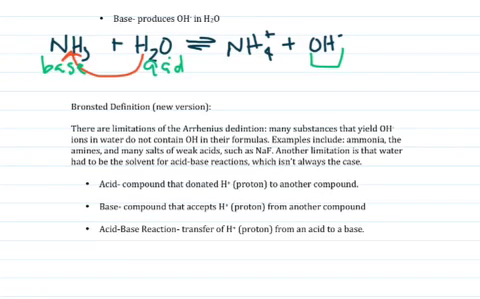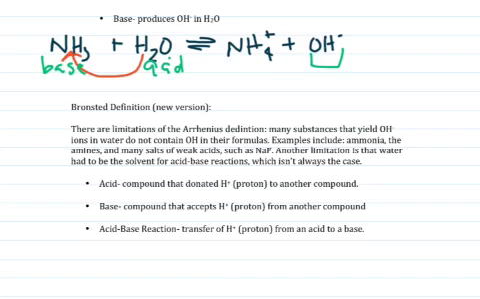Now, a better definition is the Bronsted definition, also known as the Bronsted-Lowry definition. There are limitations of the Arrhenius definition. Many substances that yield hydroxide ions in water do not contain hydroxide in their formula. Examples: ammonia, the amines, and many salts of weak acids such as sodium fluoride. Another limitation is that water had to be the solvent for acid-base reactions, which isn't always the case.